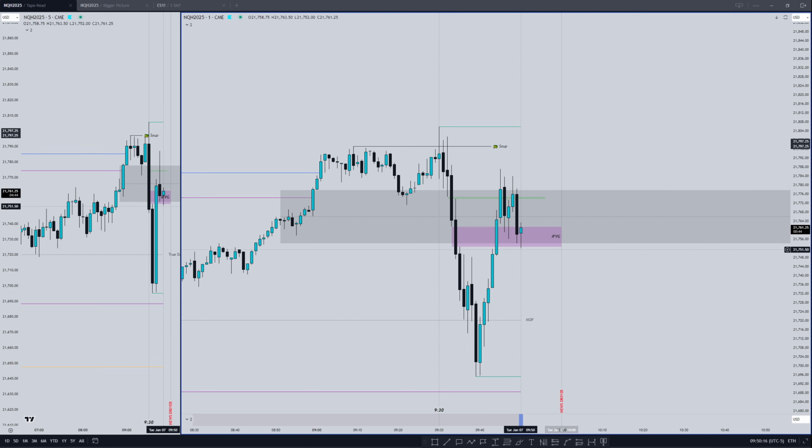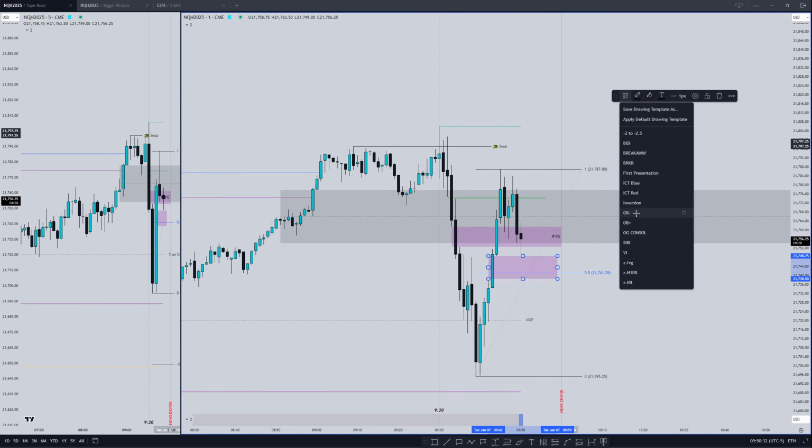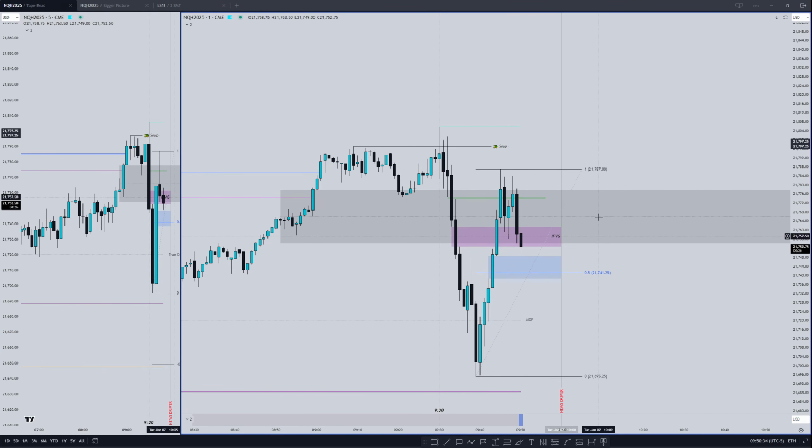There's the tag into discount of that gap, like I mentioned, even if it's just with a wick. Then obviously you could mark up 50% of this dealing range here. You have a gap in discount. This is the gap fully in discount, but this fair value gap lines up with discount of that dealing range.